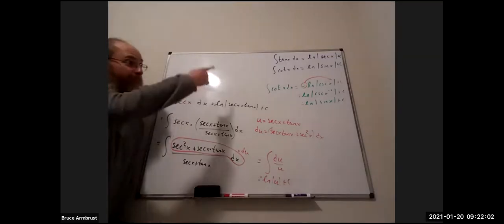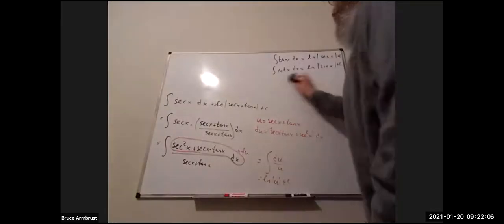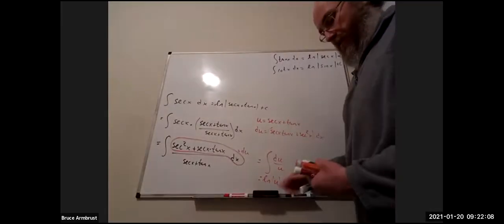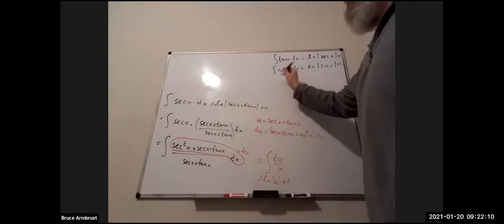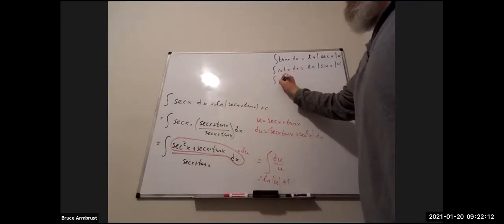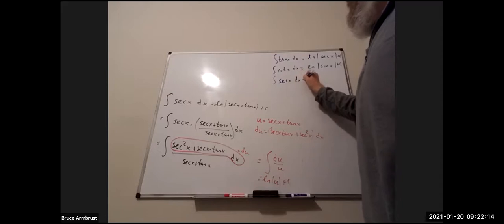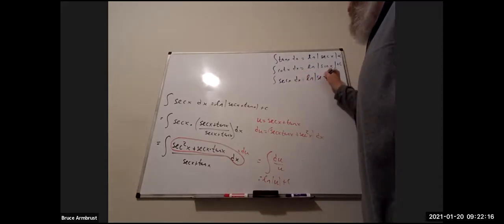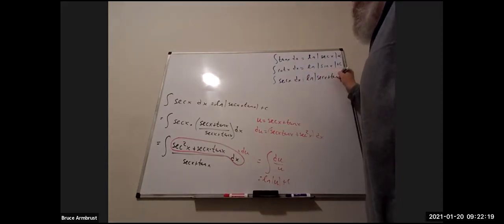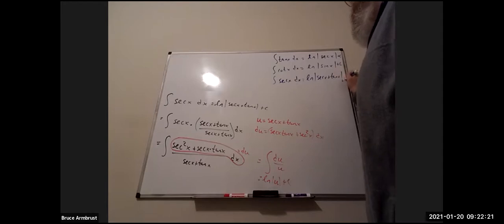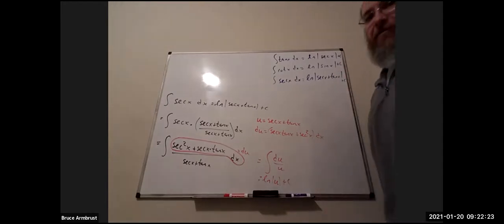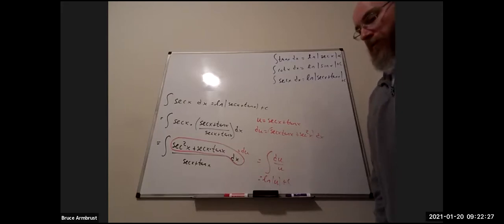All right, well, let me go ahead and put that up on our chart here as an integral of secant. So the integral of secant of x is equal to the natural log of secant plus tangent. Plus c, just to make everybody happy. Well, okay then.